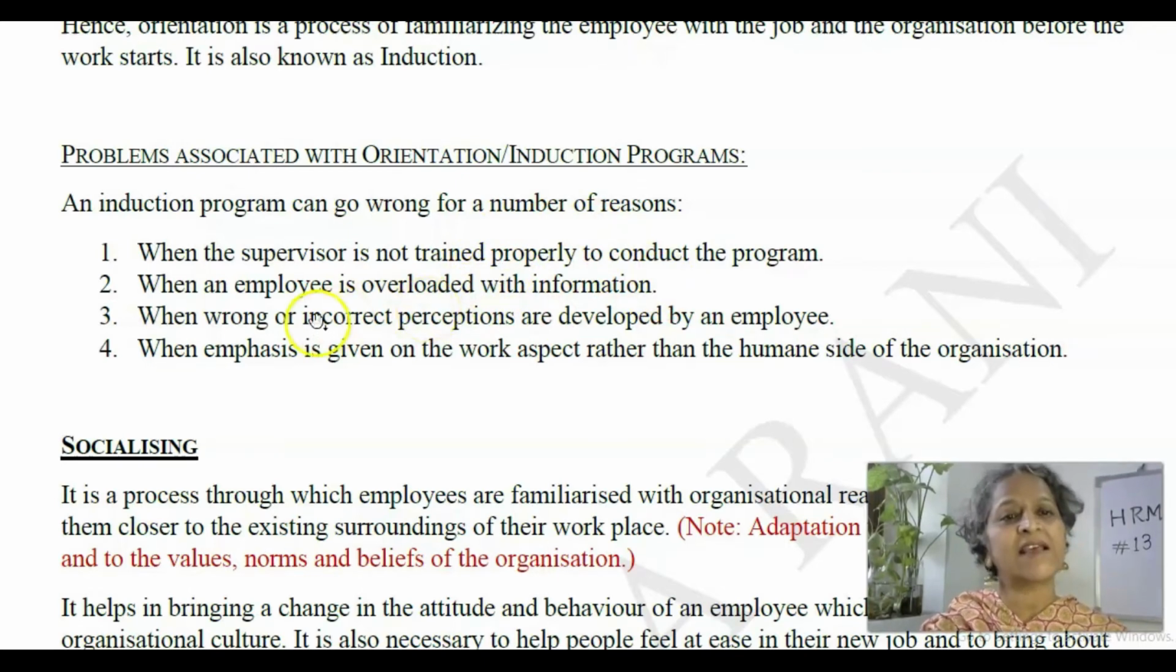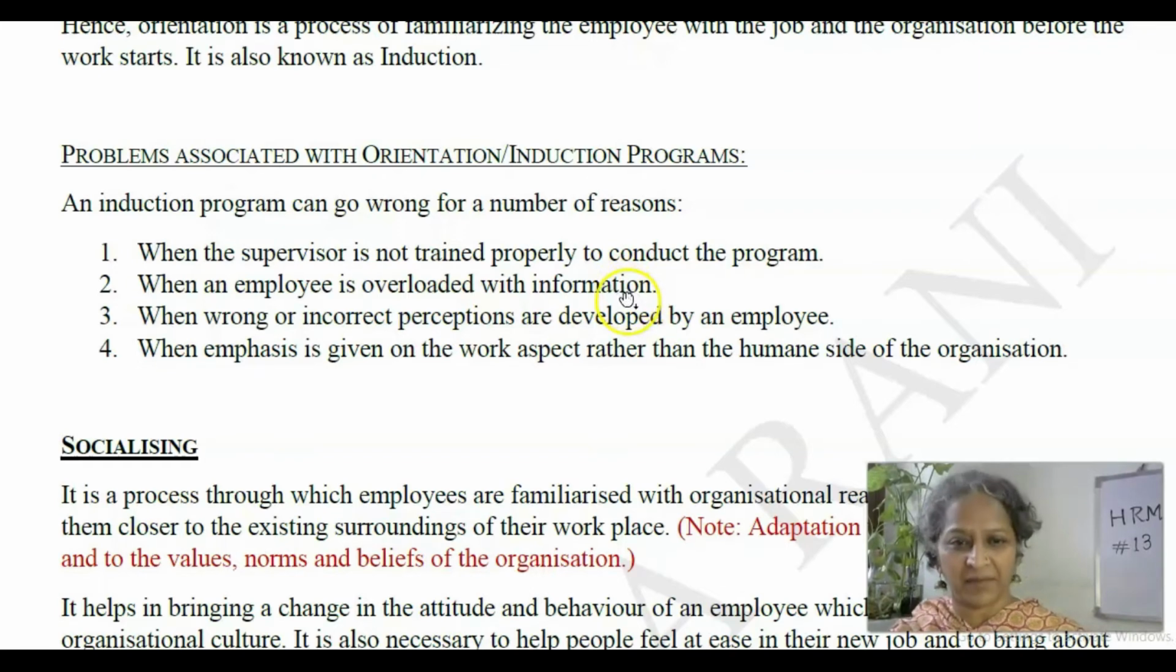Then second is when the new employee is overloaded with information. This induction program is being held to familiarize the new worker, but if too much information about the job, about the organization, and about the colleagues is given in a short period of time, this new employee gets perplexed and overloaded, and it becomes incomprehensible for him to understand what all he is being told. Then the induction program does not serve the purpose; it goes haywire.